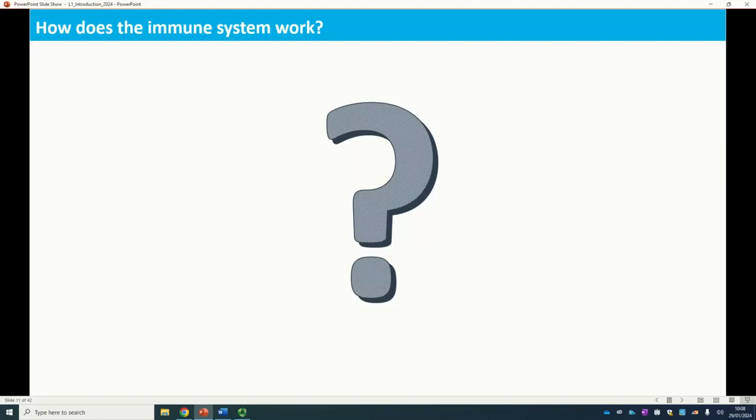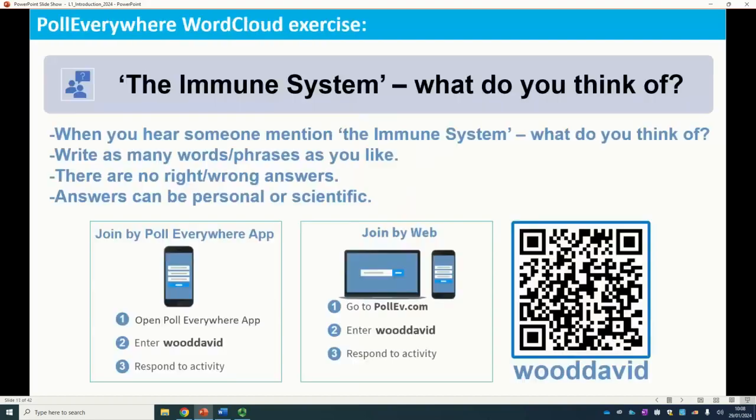So first of all, how does the immune system work? And this is where I'd like you to just take a couple of minutes to just do this on Poll Everywhere. So when you hear someone say the immune system, what do you think of? There's no right or wrong answer here. It can be anything you want. So you can either scan this QR code here or go to Poll Everywhere and then just put in the code. Write as many words and phrases as you want, and then we'll have a look at that in a couple of minutes.